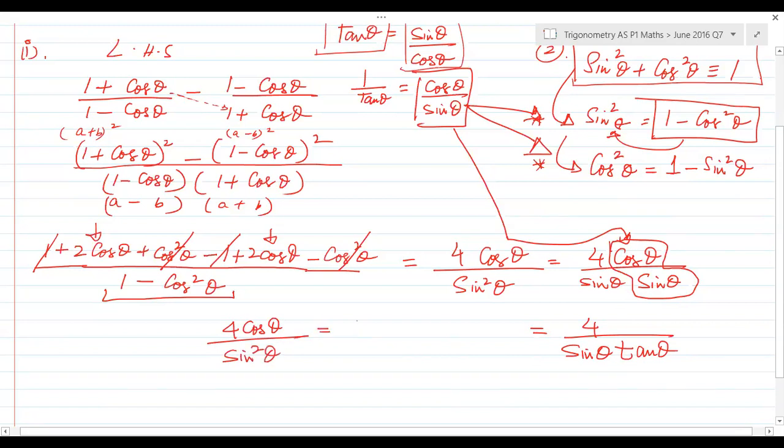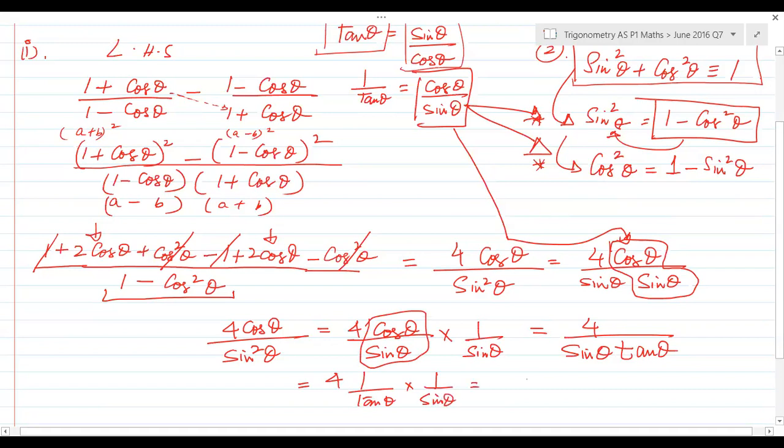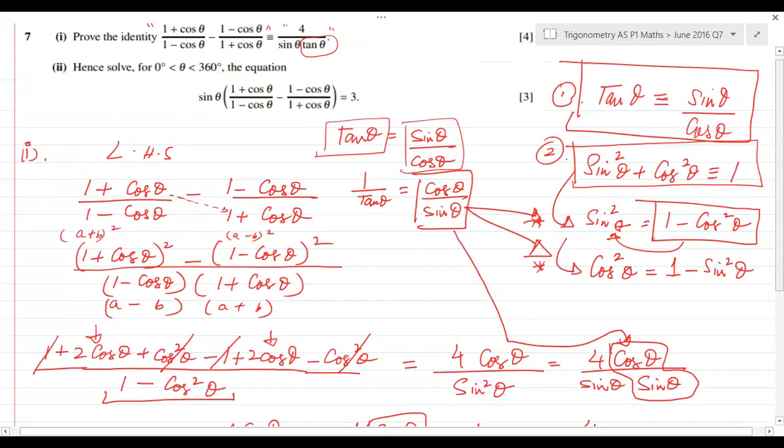I'm just doing it again to make you understand. 4 cos theta over sine theta, and there was another 1 over sine theta over here. So cos over sine theta was 1 over tan theta, and this is already 1 over sine theta. So that just gives me 4 over sine theta into tan theta. So that's part 1 done. I have shown that the left hand side is equal to the right hand side as given in the question.